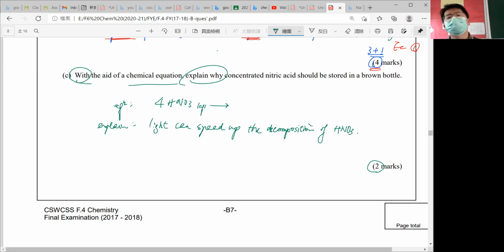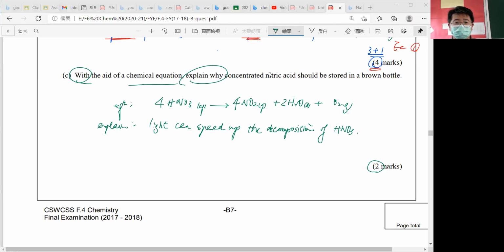Yesterday somebody asked me. Anyone who knows it? Tell me. It decomposes into nitrogen dioxide, NO2. Yes. What else? H2O, O2. That's it, right? With the mole ratio: water, 4 NO2, 1 O2. Okay.